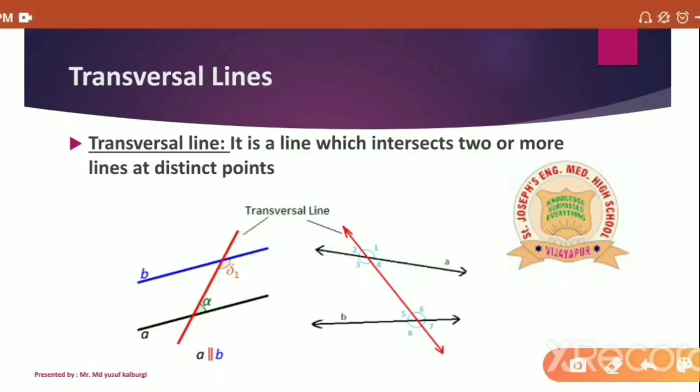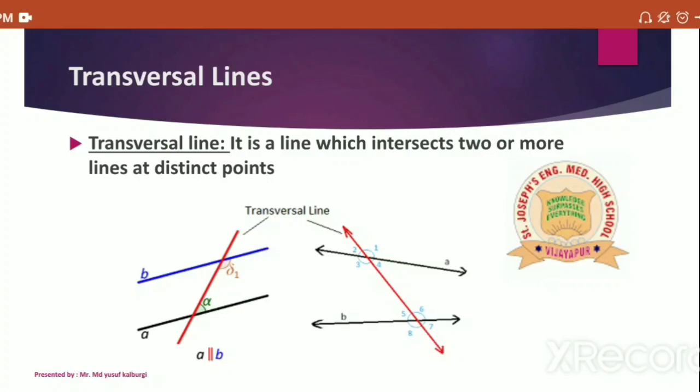So in the first, see, in the parallel lines what's happening. One more line, the red line, is cutting those parallel lines. That line which is cutting those parallel lines at two different points is called a transversal line. In the second diagram also you can see that two non-parallel lines are there. Again one red line is cutting those lines. That line is called a transversal line.